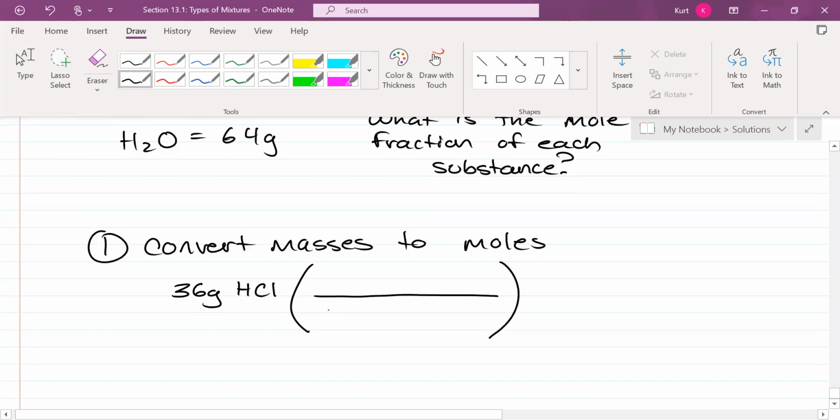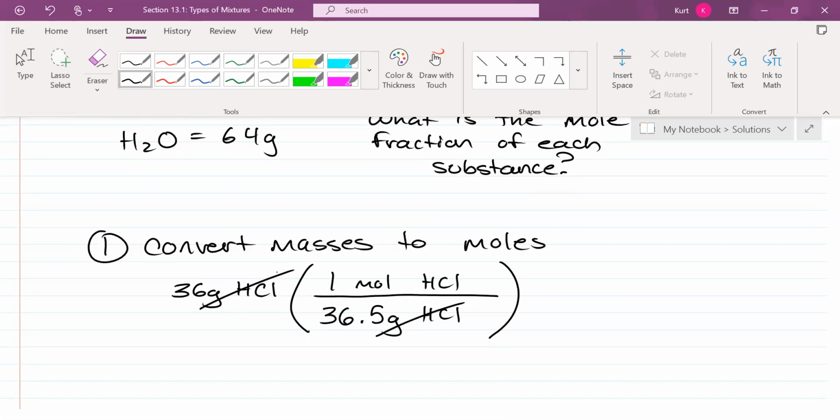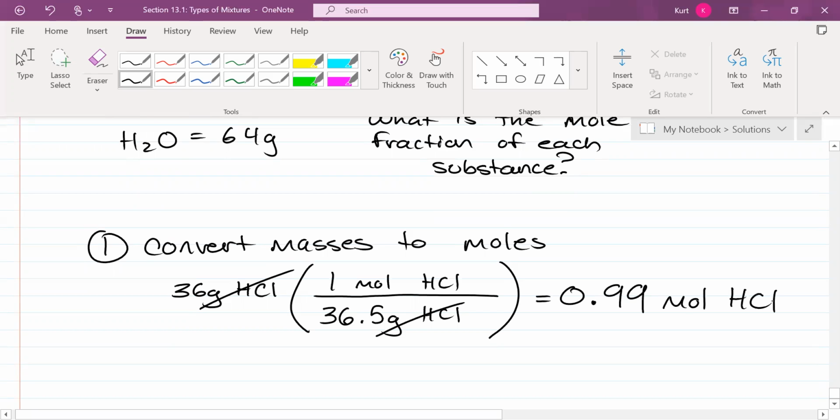So we're going to have 36.5 grams per 1 mole. So this is going to be pretty close to 1. 36 divided by 36.5. Looks like we have 0.99 moles of HCl.